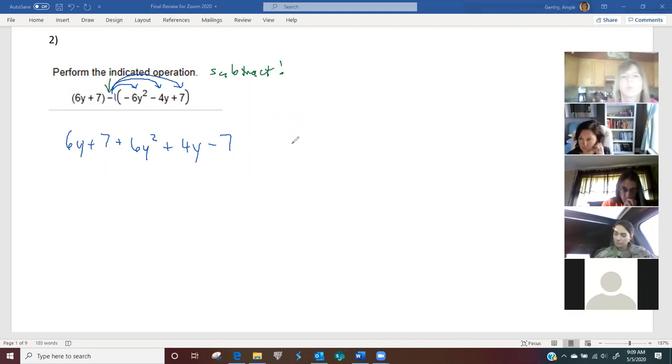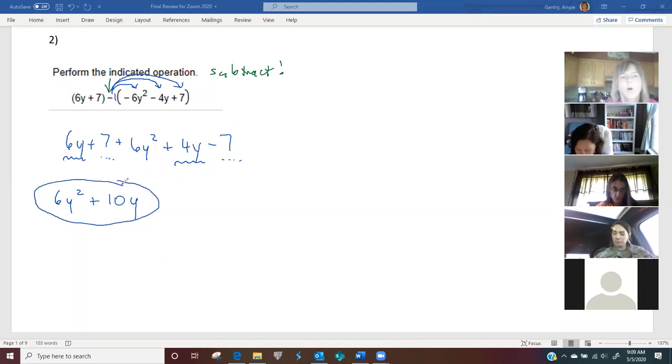Once you do that, now combine. So then you say, okay, what are like terms? We have a 6y squared first. Nothing's going to happen with this thing. But then we have a 6y plus a 4y. That's 6 plus 4 is 10. And then we have a 7 minus a 7, and those disappear. They cancel each other out, right? But they don't always, so don't assume anything. So that's all it is: distribute the negative sign, combine like terms.